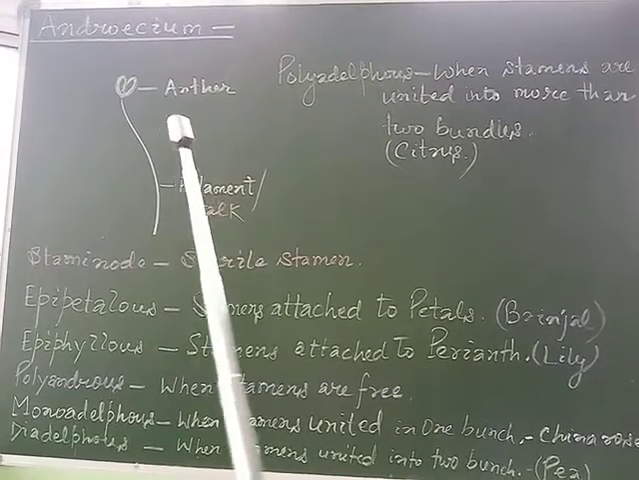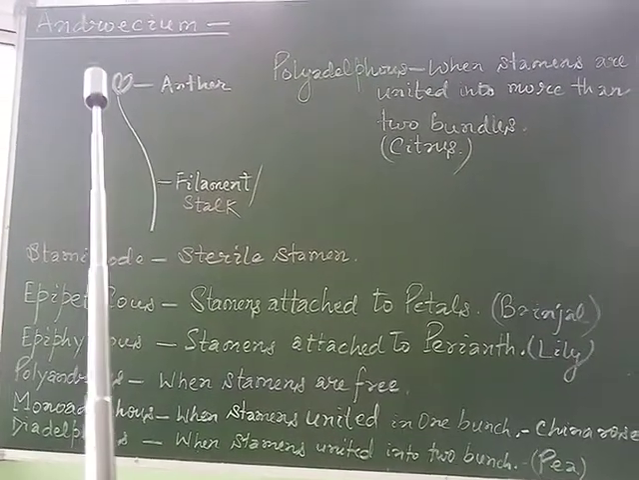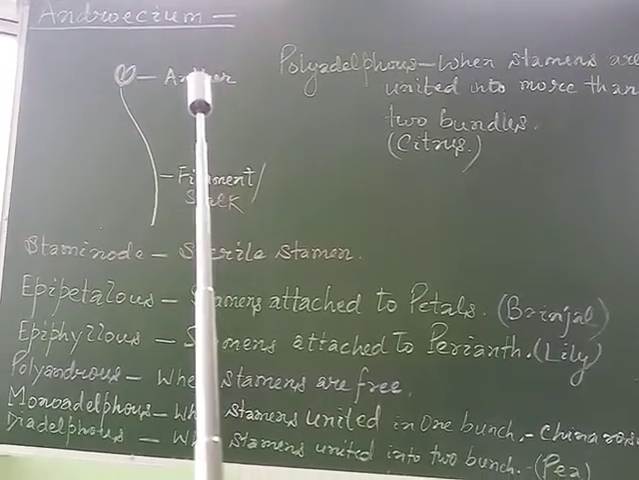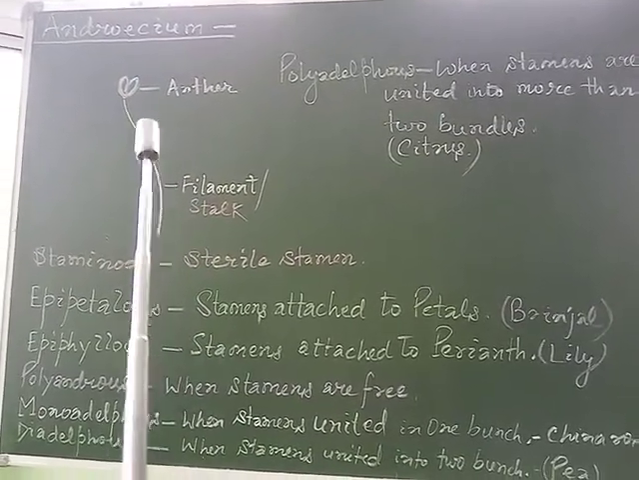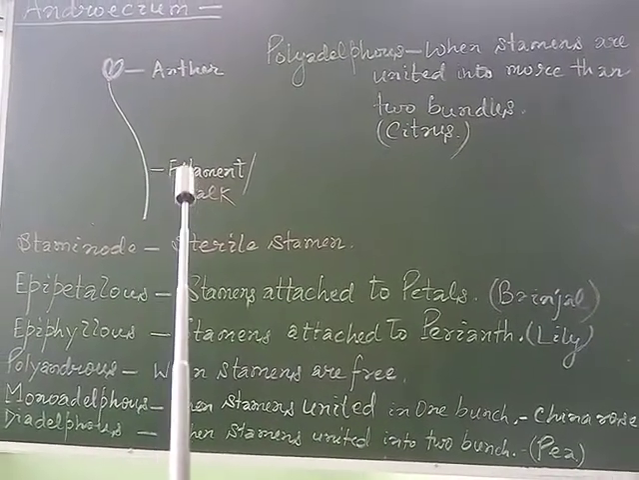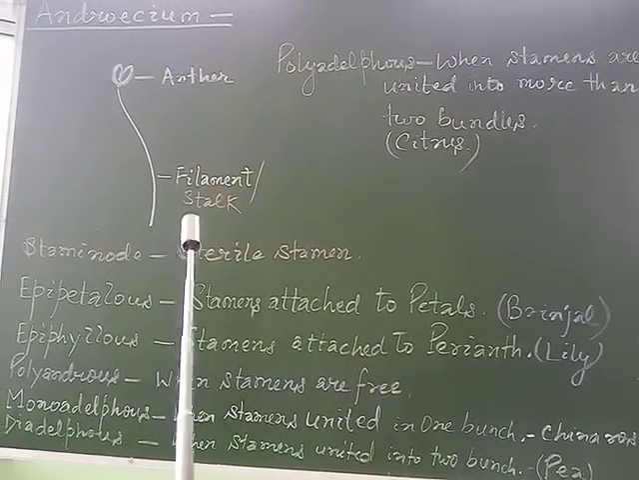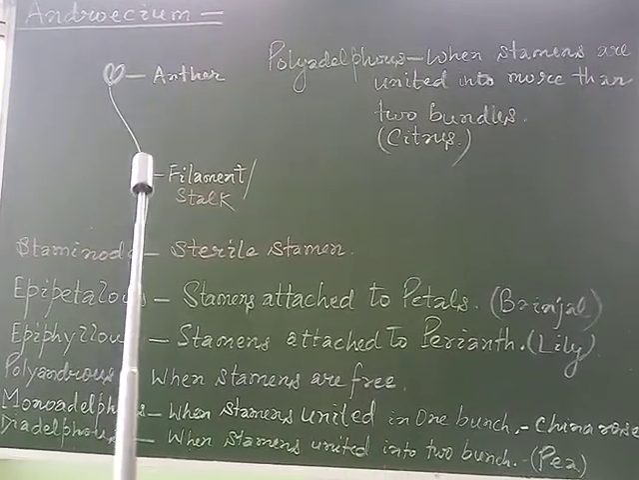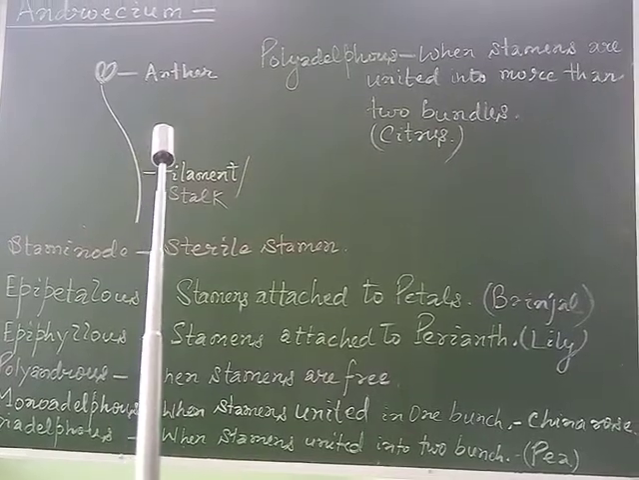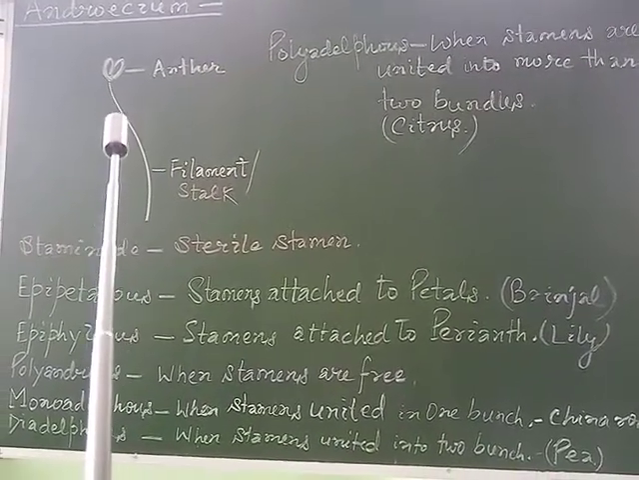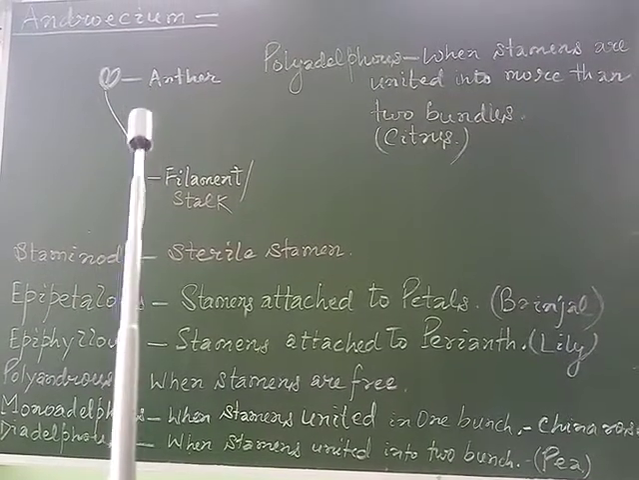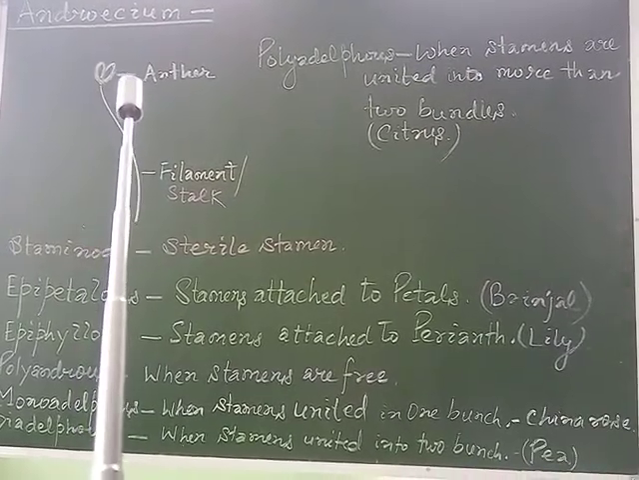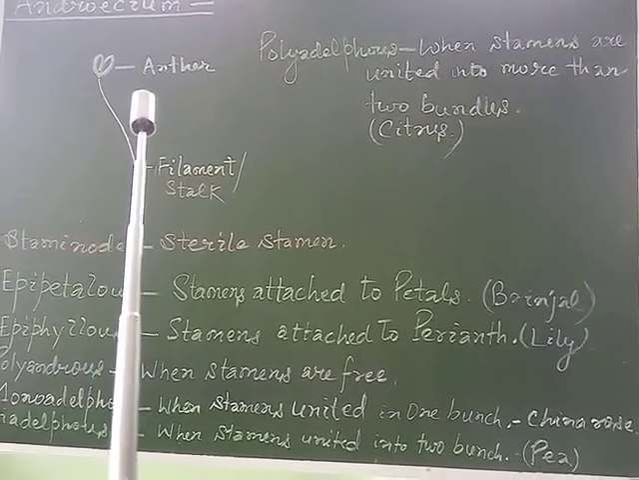Now we'll discuss the androecium. As we know, androecium is the male part of the flower which helps to complete the process of reproduction. Androecium is composed of stamens, and each stamen is made up of a filament or a stalk having a bilobed structure called anther. Mostly anthers are bilobed, and each lobe has 2 chambers called pollen sacs, within which the pollen grains are produced.